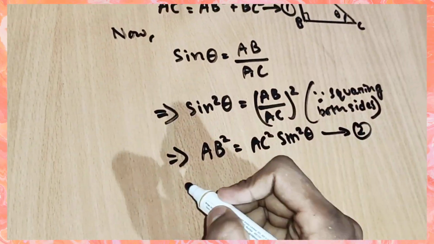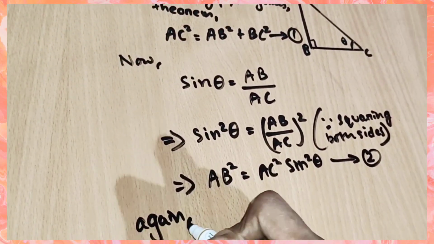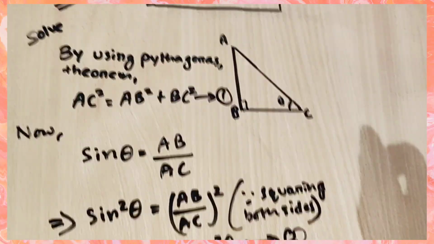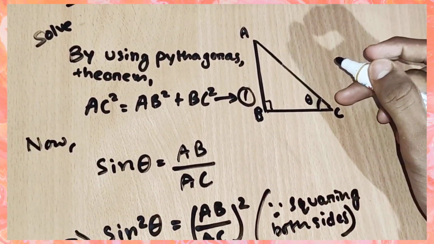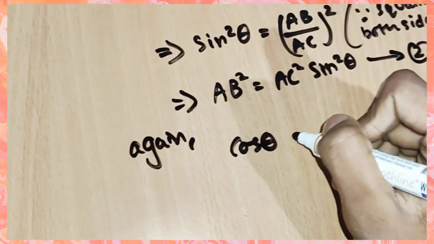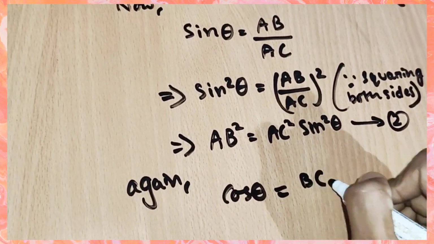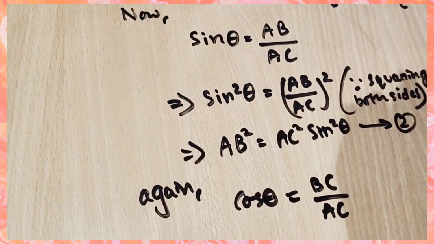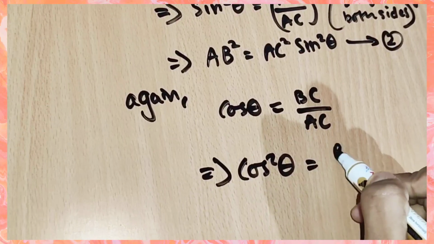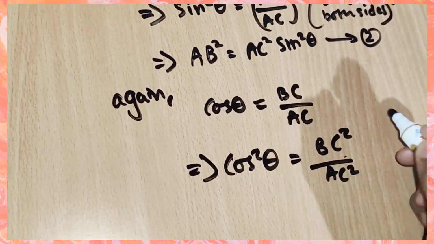After this, again we take cos theta. Cos theta means base by hypotenuse. Here base is BC and hypotenuse is AC, so cos theta is BC by AC. Same as earlier, we square both the sides: BC square by AC square.